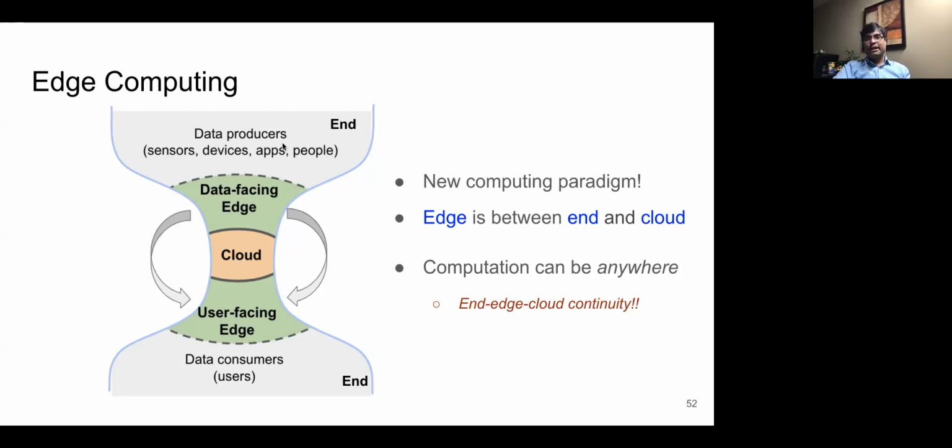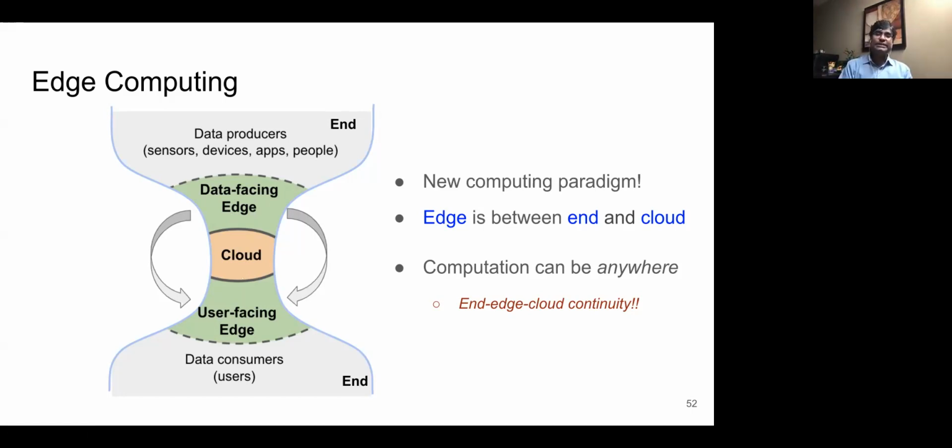So the data-facing edge is sitting between the data producer and the cloud, but the user-facing edge is sitting between the cloud and the user. That's the way we can think about it. And this is a new layer of computation. The way we have cloud computing, edge computing is just another computing layer around that spectrum. This is the predominant concept coming towards us these days, and so it's a new reality. It's an extension of edge computing.